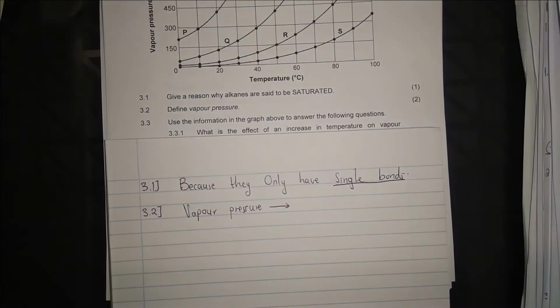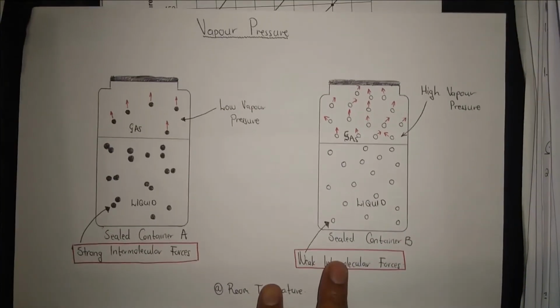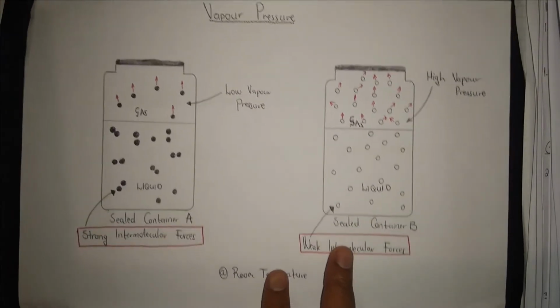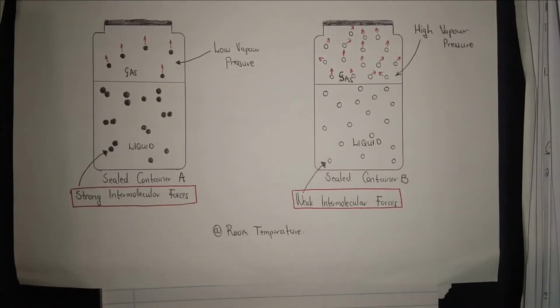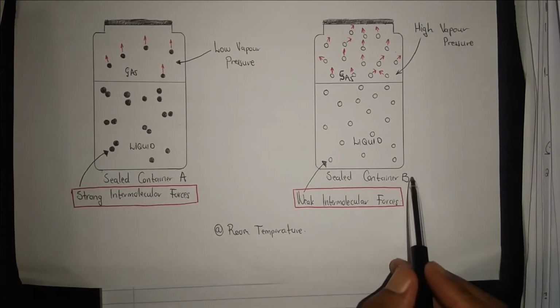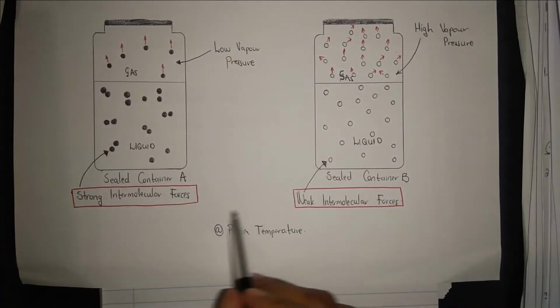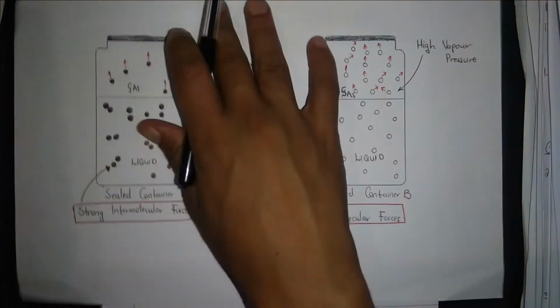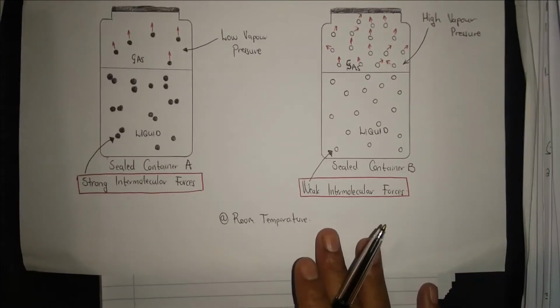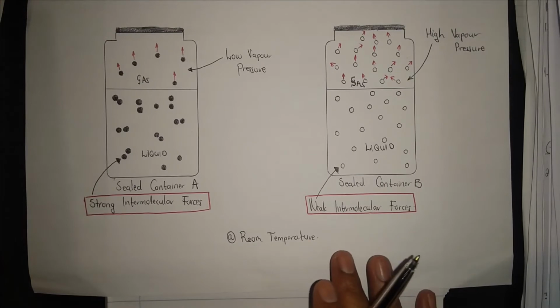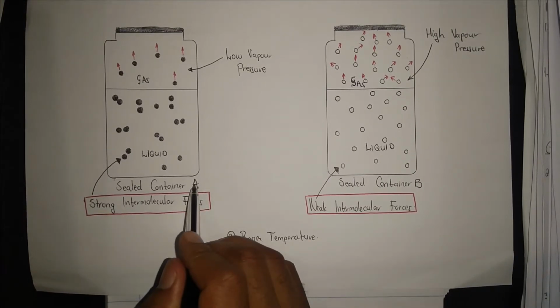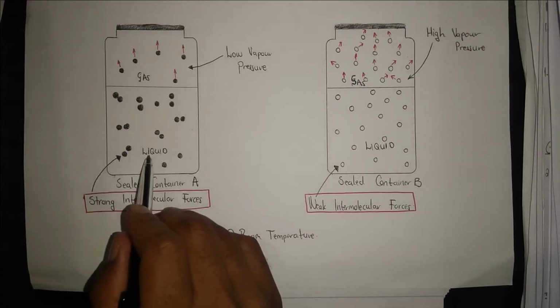So now, vapor pressure. Let me give you another picture, a structure for the discussion of vapor pressure. Now imagine two sealed containers, container A and container B. Both containers are stored at room temperature. Remember, I want to give you a visual picture of vapor pressure. Container A has a liquid.